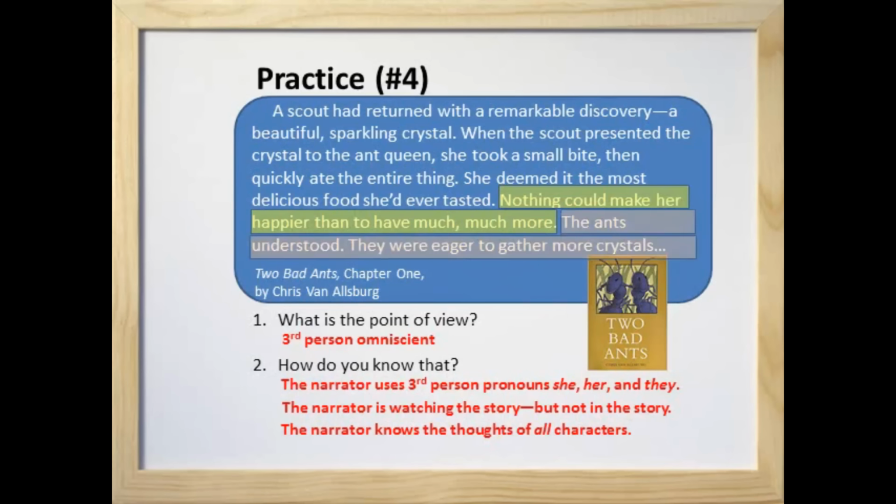"The other ants understood. They were eager to gather more crystals." Did the ants say this? They did not. The narrator simply knows that this is what the ants were thinking. That's how we know that the narrator knows the thoughts of those ants. So, because the narrator knows the thoughts of all these characters, the point of view is third person omniscient.